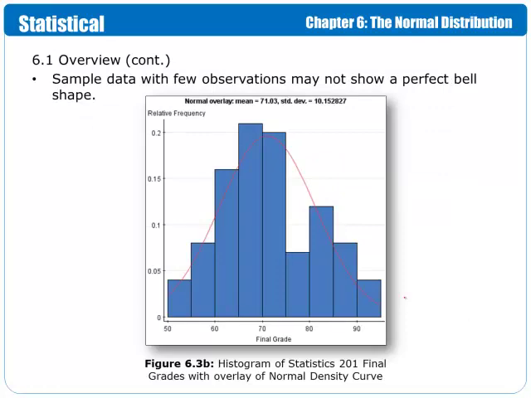Here's another example of data that do not show a perfect normal distribution. So this is our final grades data, and you can see that, for example, right here, we don't have a bar that goes up as far as we might expect it to if this were a perfect normal distribution. But when we have a sort of a bell-shaped curve to our data, we tend to refer to it as having somewhat of a normal shape to it, even though it does not have that perfect bell-shaped curve.